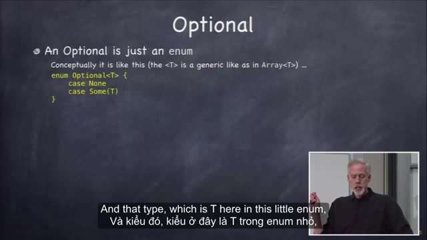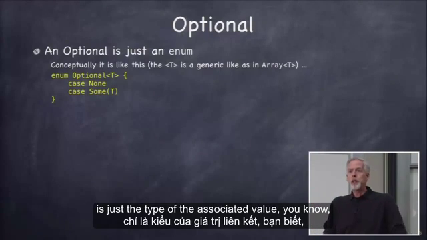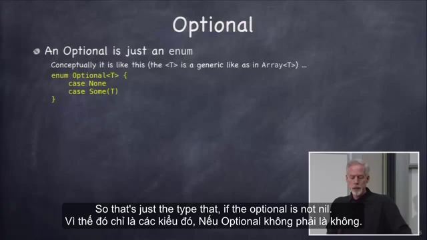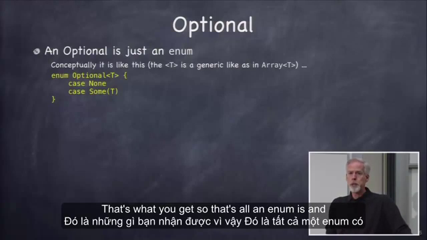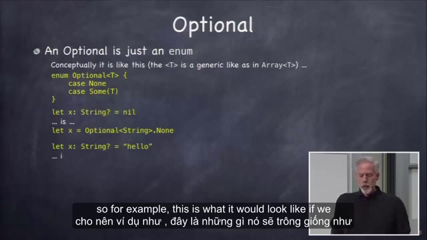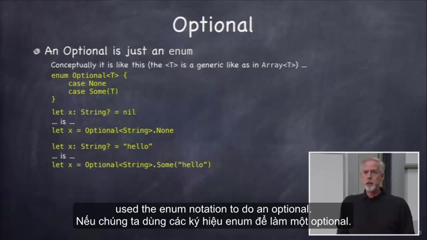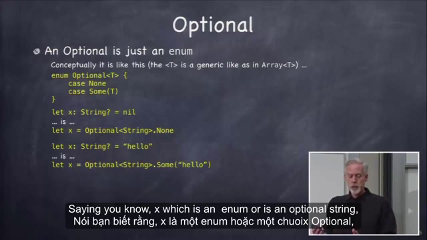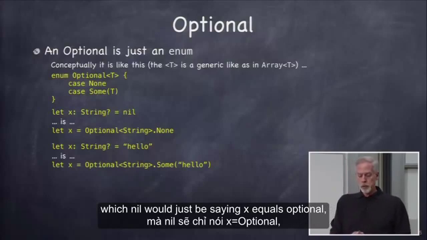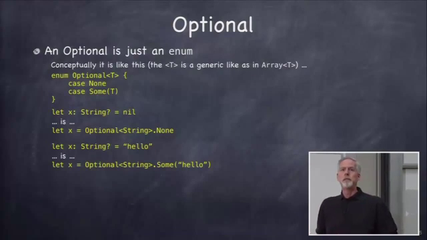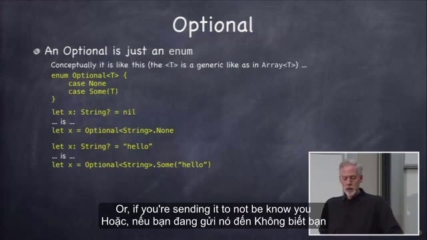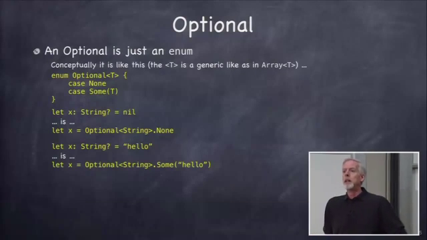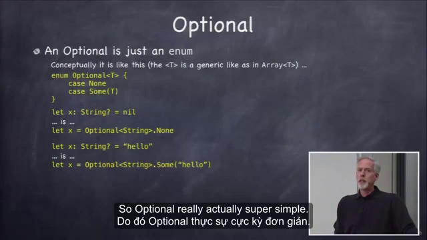And that type, which is T here in this little enum, is just the type of the associated value. You know that enums can have associated values. So that's just the type that, if the optional is not nil, that's what you get. So that's all an optional is. And so, for example, this is what it would look like if we used the enum notation to do an optional: saying x, which is an optional string, equals nil, would just be saying x equals Optional angle bracket String dot none. Or if you're setting it to not be none, you would say Optional angle bracket String dot some, parentheses, the associated value, which would be hello. Does that make sense? So optional is really actually super simple.